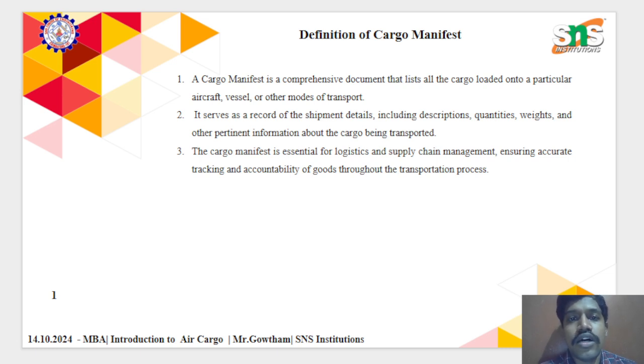Without the paper, without the documents, they cannot transport anything beyond the boundary. In logistics and supply chain management, the departments use these documents to track accurately where the goods are going, where they are staying, whether they stay back for any breaks, or whether there is a delay in the goods delivery. Likewise, they track the shipment process through the aircraft. So these are called the manifest.